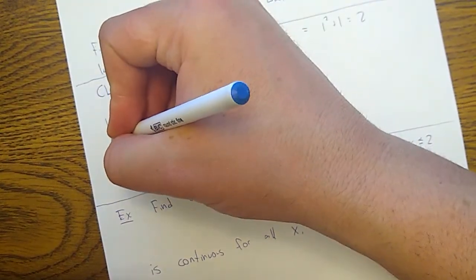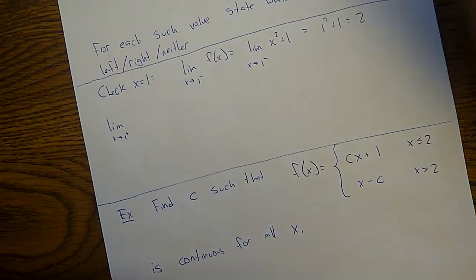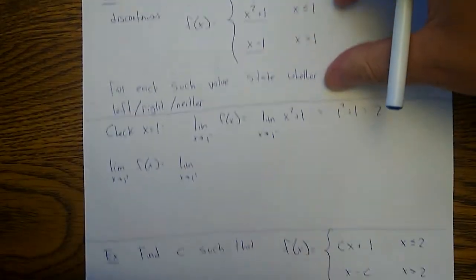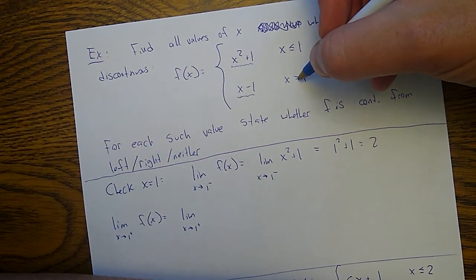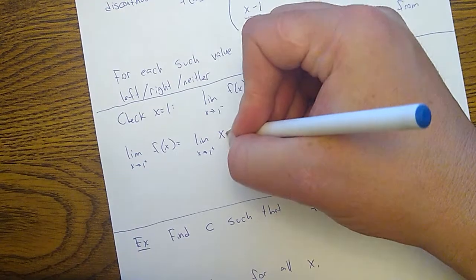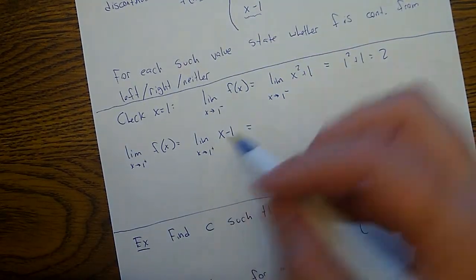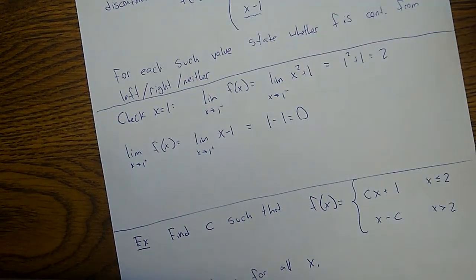Meanwhile, if I do the limit as x goes to 1 from the right, what formula should I use? Well, I should use the formula for values of x that are bigger than 1. If x is going to 1 from the right, that means x is bigger than 1. So I use this. And now this limit is easy to find. I just plug in 1.